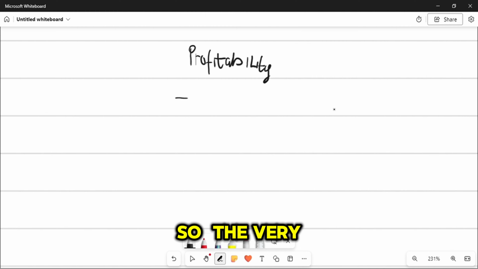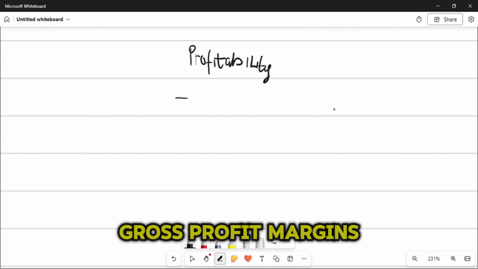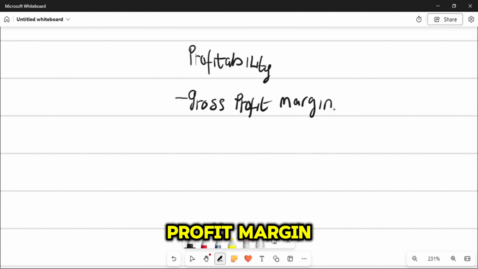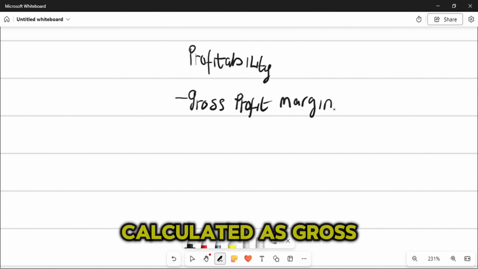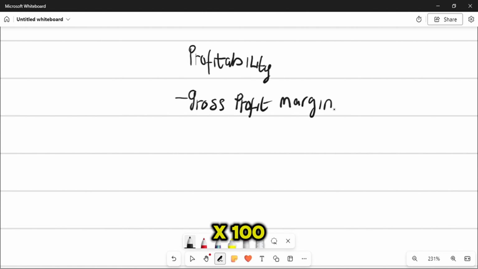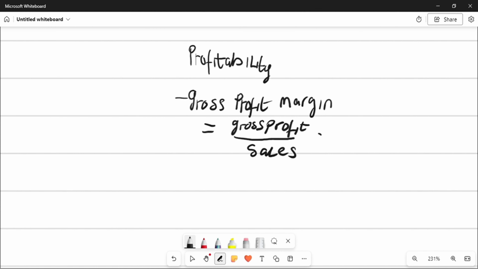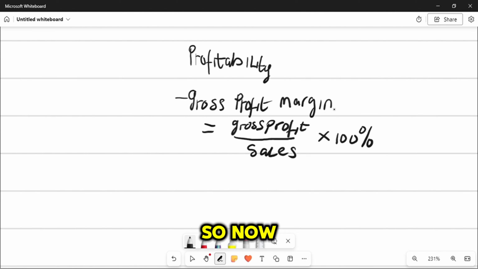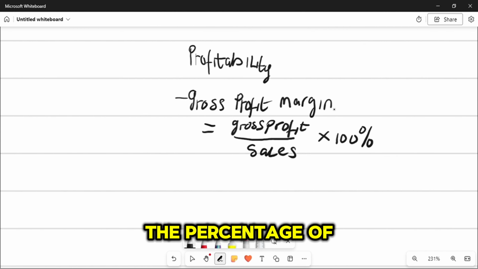So the very first one I'm going to talk about is gross profit margin. When we talk about gross profit margin, the formula is calculated as gross profit divided by sales times 100%. So gross profit divided by sales times 100%. Now this is basically trying to find the percentage of profit to sales, right? The percentage of gross profit to sales.